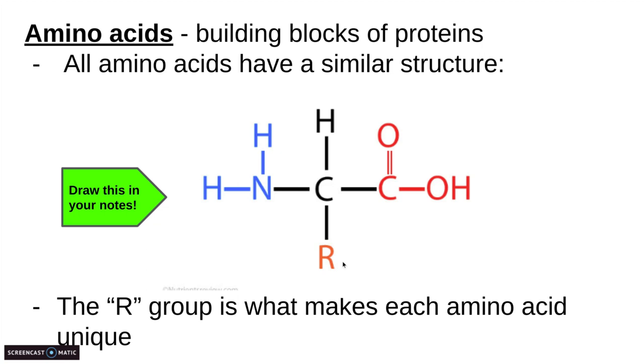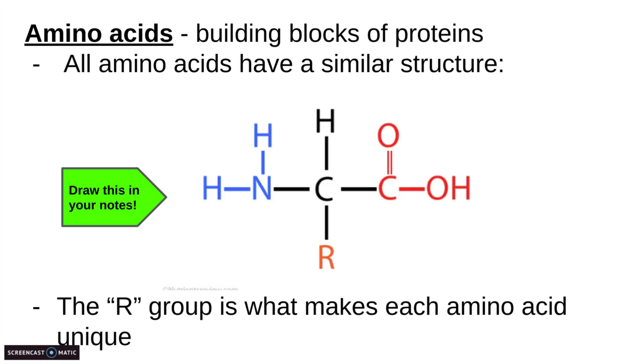R for rest of molecule because this is what's different on each amino acid. So what I need you to write down in your notes is the R group is what makes each amino acid unique. And so each amino acid has a different part here. And scientists just write an R to show that that's the rest of the molecule.